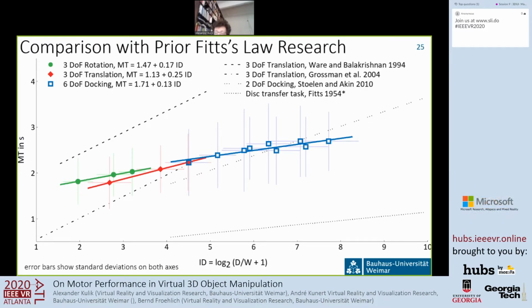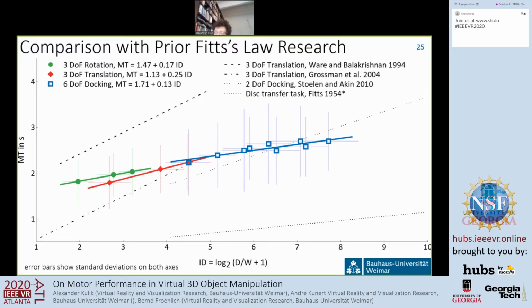This allows us to compare our data to results from prior research that also used Fitts' model. For example, the overall performance is in a similar range as reported by Stöhlen and Akin from their experiments on combined 1D rotation and translation. Also, the slope, in case of the 3D docking task, seems comparable to Fitts' disk transfer task. However, the high intercept indicates a constant overhead of about 1.5 seconds.